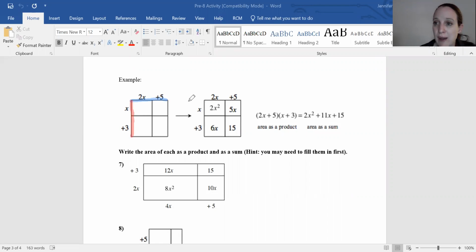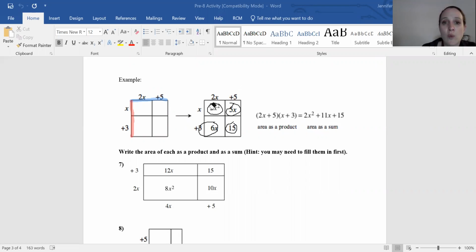We'll go back to that first page with our little rectangle that we had. Okay, let's see if we can fill this in. Well, x times x is x squared, and then you have 2x, so you're going to get 2x squared when you multiply. Remember, we're finding an area, so we're multiplying here. X times 5 is 5x. Then I'm going to take 3 times 2x. So 3 times 2 is 6, and you get the x with it. There's your 6x. And then 3 times 5 is 15.